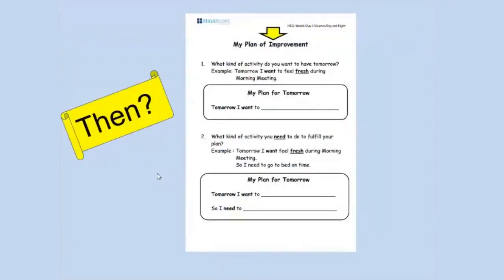Then after that, you need to do your plan of improvement. Number 1, what kind of activity do you want to have tomorrow? For example, tomorrow I want to feel fresh during morning meeting. Another example. In the box is what you have to write by yourself. Tomorrow, I want to play Lego in the afternoon.